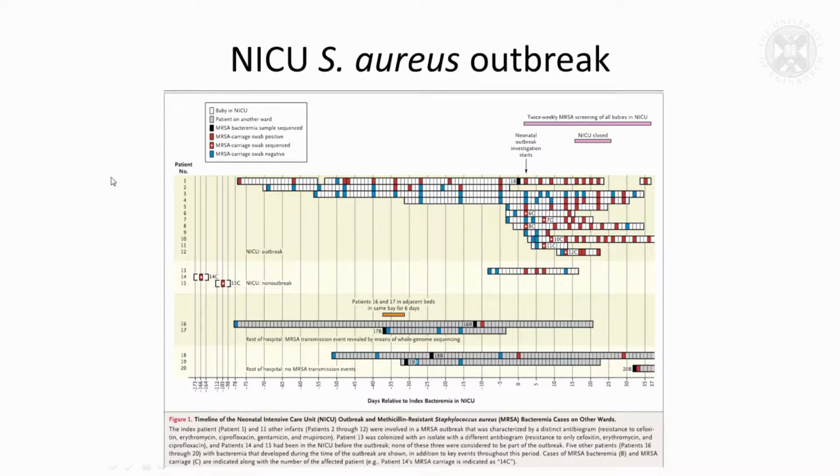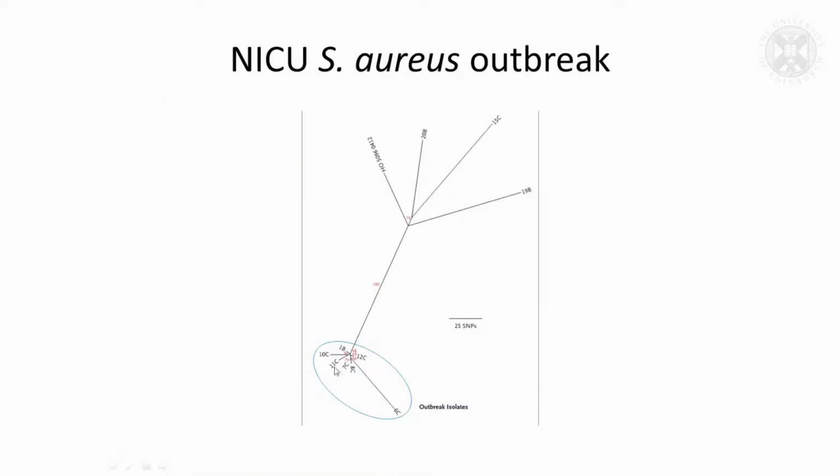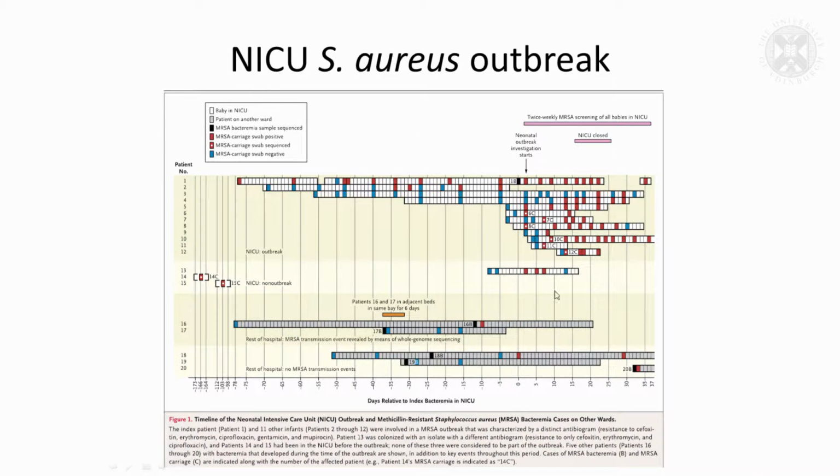If we look here, this is from the same study. Each of these rows represents a patient, a baby, I think, well, the ones with the white background are babies, so all of these ones here. And this is at certain time points when they were swabbed to see if they have MRSA. If it's got a dot in the middle, it means they were swabbed and that MRSA was sequenced. And the one we're interested in is 6C.